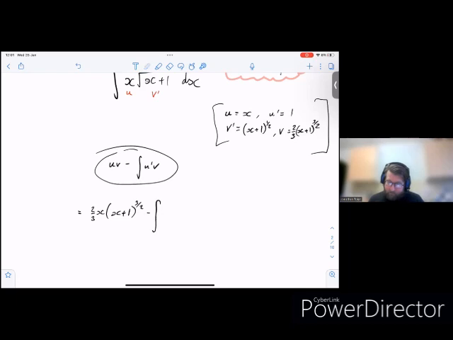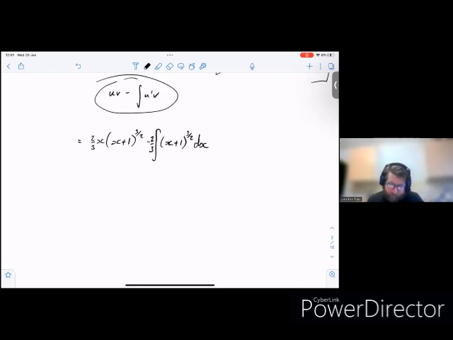So the u dash is just 1. The 2/3 I'm going to bring outside the bracket. Just a habit. I don't think in this case it actually makes it easier, but I just tend to do that. So now we have to integrate again. This first term, 2/3 x times x plus 1 to the 3/2, there's not anything we can do to simplify that, so we'll just leave it as is.